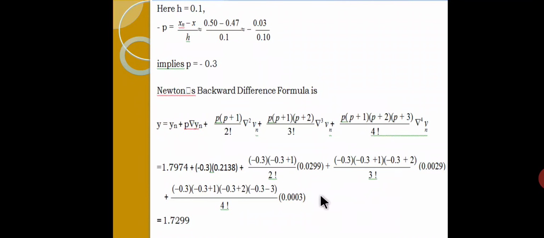So we simplify this calculation by using a calculator. We get the value 1.7299. So this is our required answer for the given value 0.47. At x is equal to 0.47, the value of y is 1.7299.